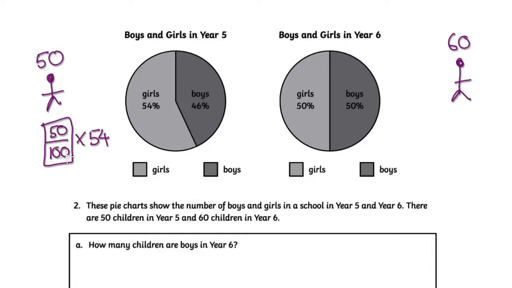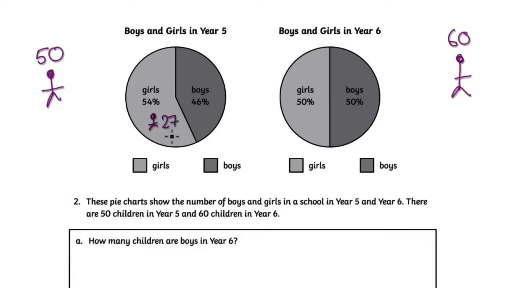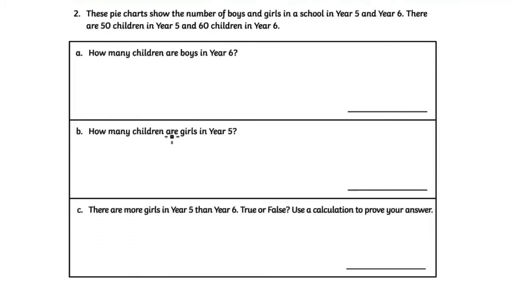50 divided by 100 is really a half, and then you times 54. When you times a fraction, it gets multiplied to the top. So that would be 54 over 2, which would be 27. So there are 27 girls here. The answer here would be 27. So earlier was 30 here, and here would be 27 girls in year 5.